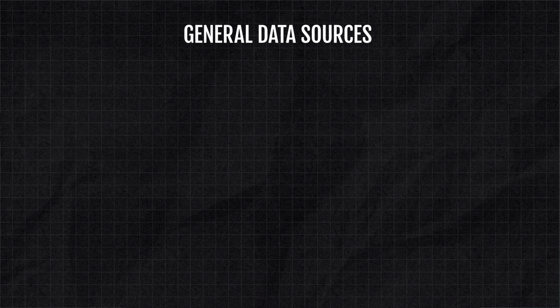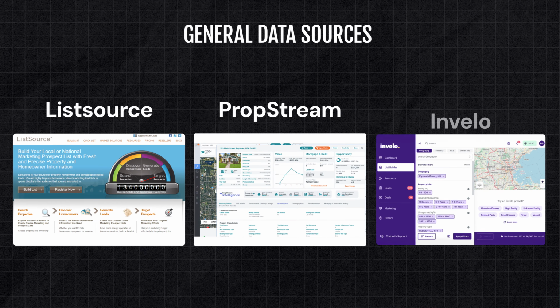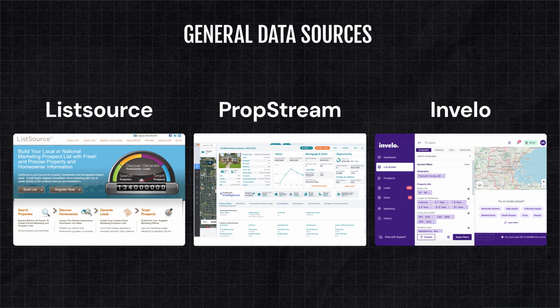You can get those from softwares like ListSource, PropStream, Envelo, and many more. They're all very similar, so don't think too much about it. But those are the places that I recommend right now, when it comes to tech, to get your general list.